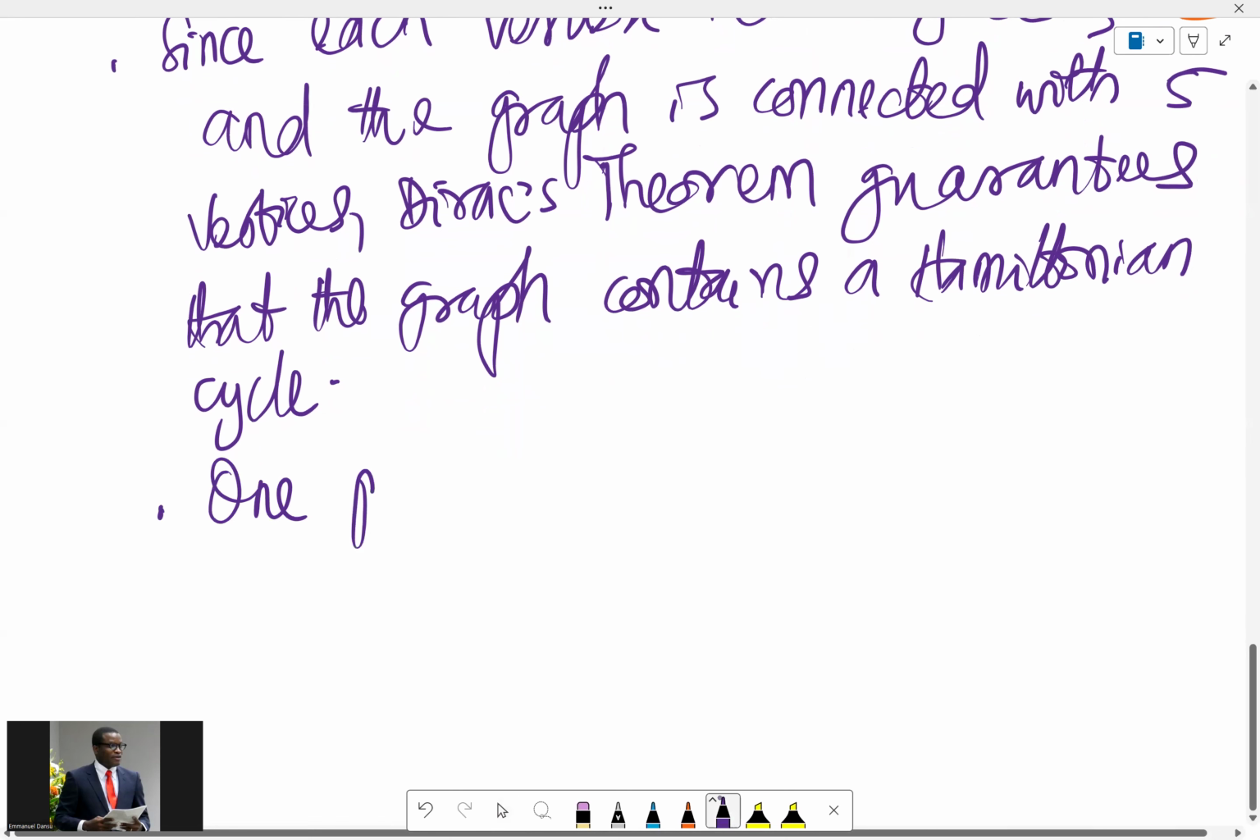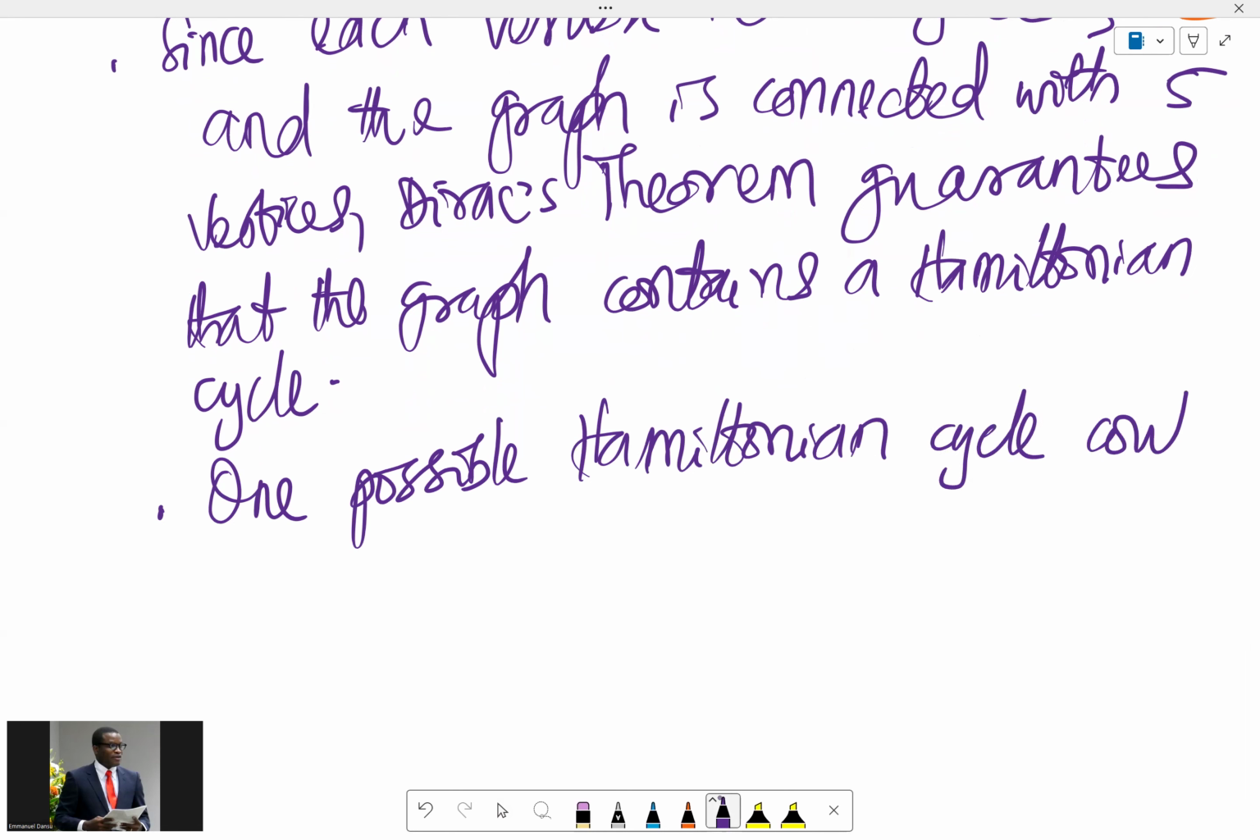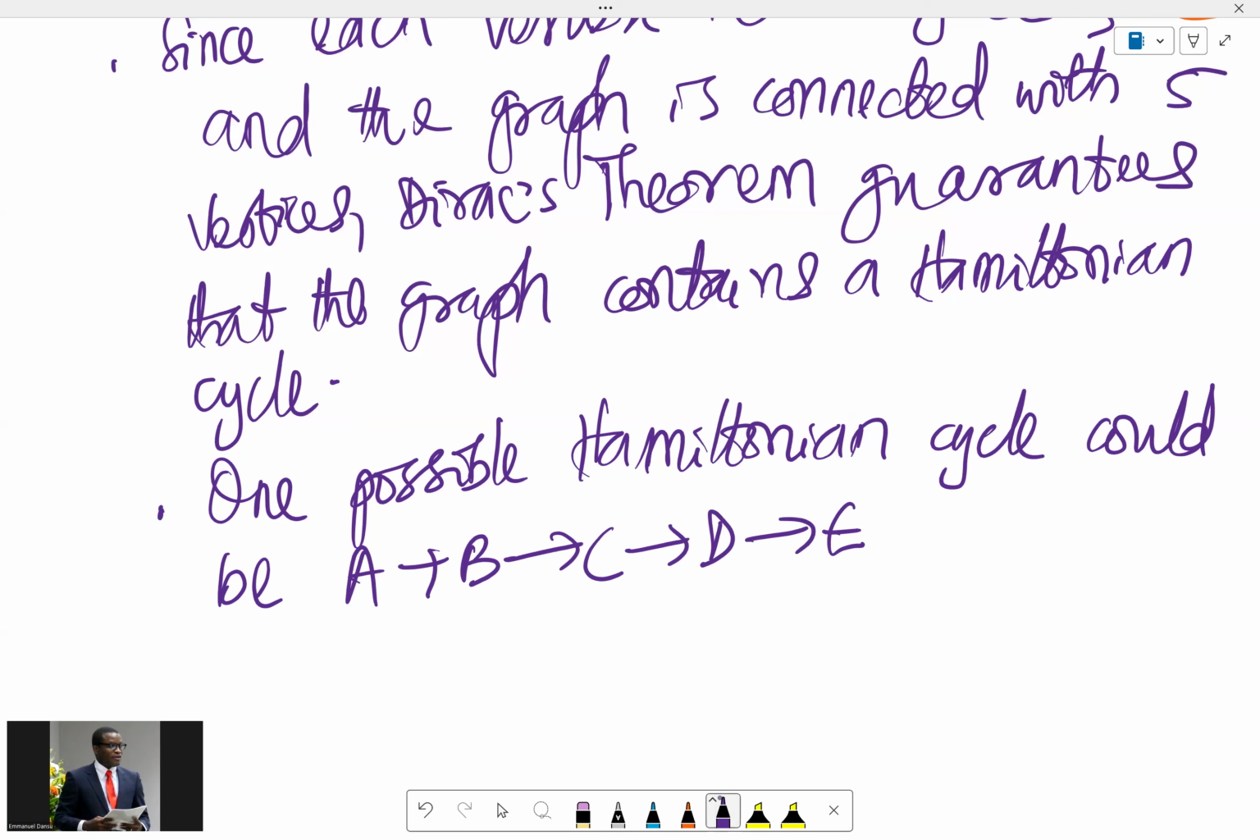So one possible Hamiltonian cycle would be A to B to C to D to E and back to A. You already know once you hear cycle or circuit, it's a closed path. So you go and return to where you started from.